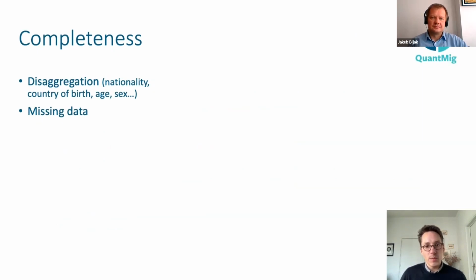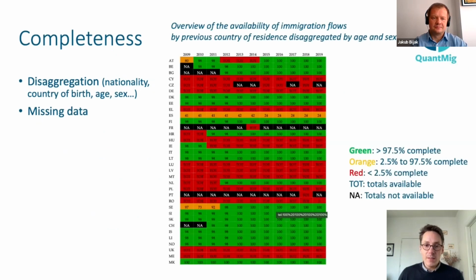For modeling purposes, researchers would ideally have data on all migration flows by origin and destination, and moreover, models could be further enhanced if additional information exists on migrants' nationality, country of birth, sex, age. We evaluated the level of disaggregation and the amount of missing data for different migration flows for each European country year by year and produced a series of tables such as this one.